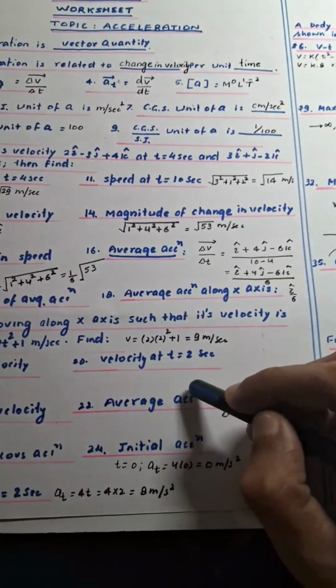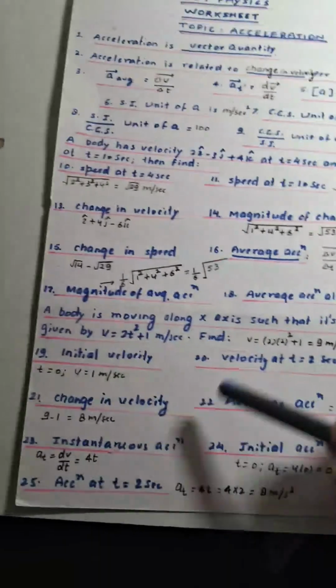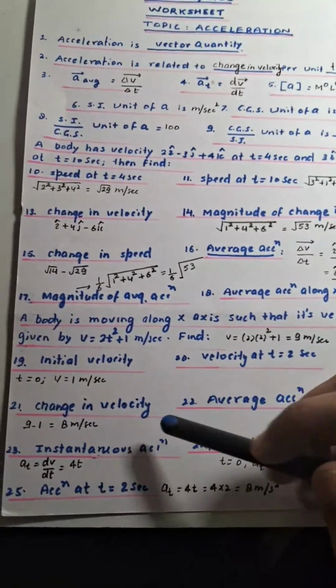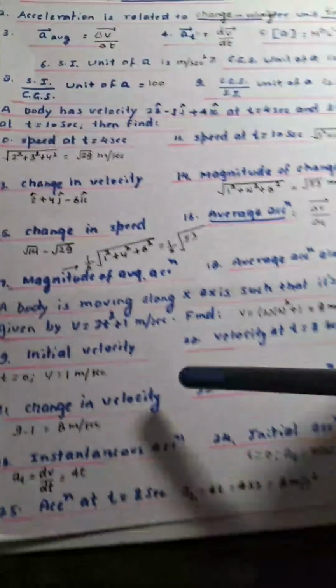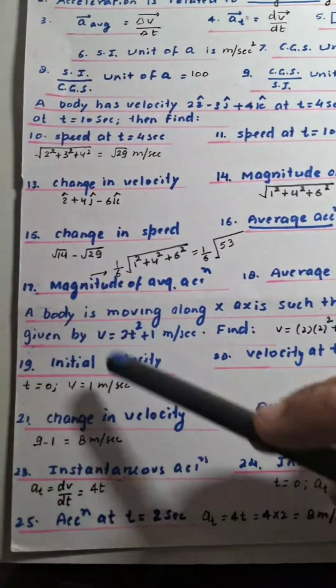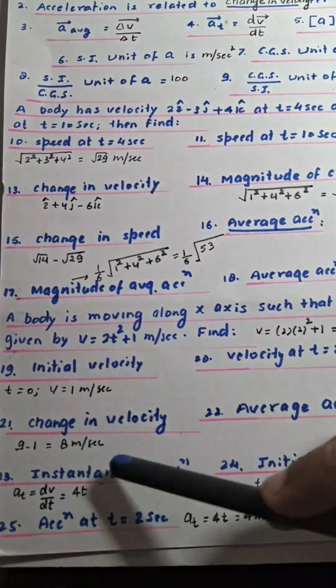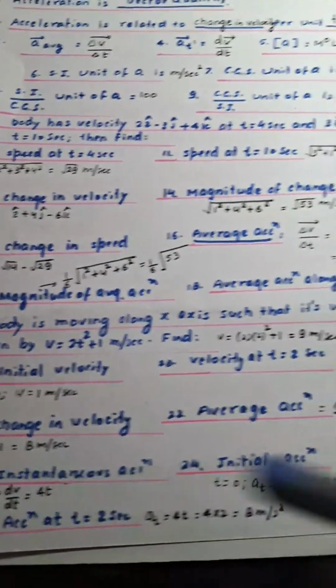Then we need to find average acceleration, which is delta v by delta t. On solving we get 4 meter per second square. Then we have instantaneous acceleration. Now here the question gets changed. Instantaneous acceleration is dv by dt, as we just discussed above. So we just differentiate velocity, so dv by dt will be 2 times t square's differentiation with respect to t. So the instantaneous acceleration will be 4t here.